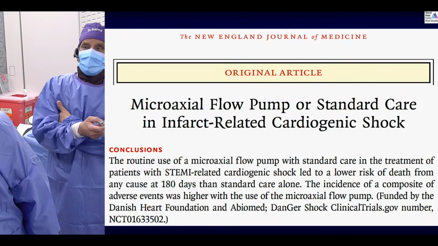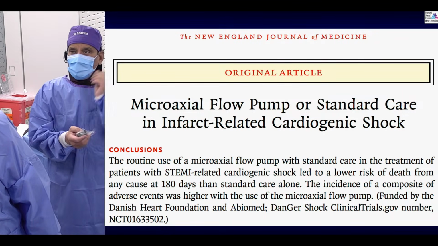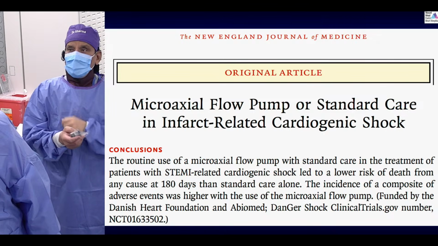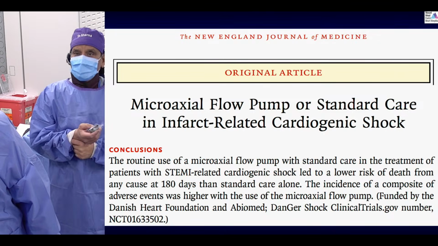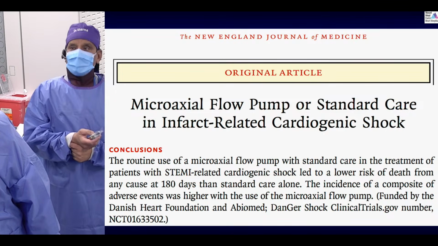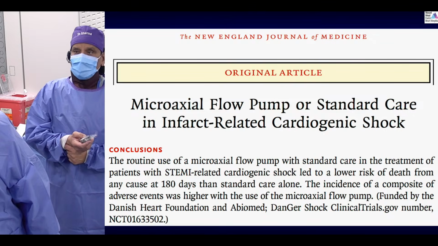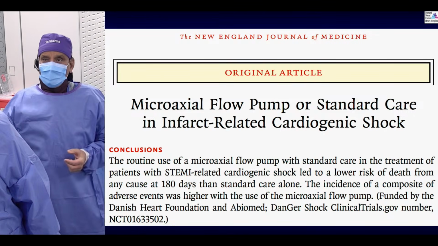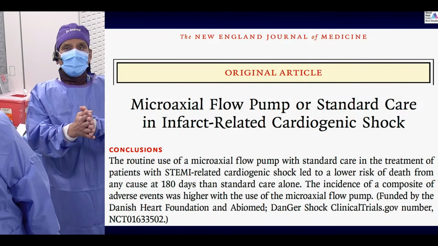Therefore, the conclusion was the routine use of microaxial flow pump with the standard care in the treatment of patients with STEMI-related cardiogenic shock led to a lower risk of death from any cause at 180 days than standard care alone. The incidence of a composite of adverse events was higher with the use of the microaxial flow pump. So what does it mean? That while we understood this, now the next level is why this happened?